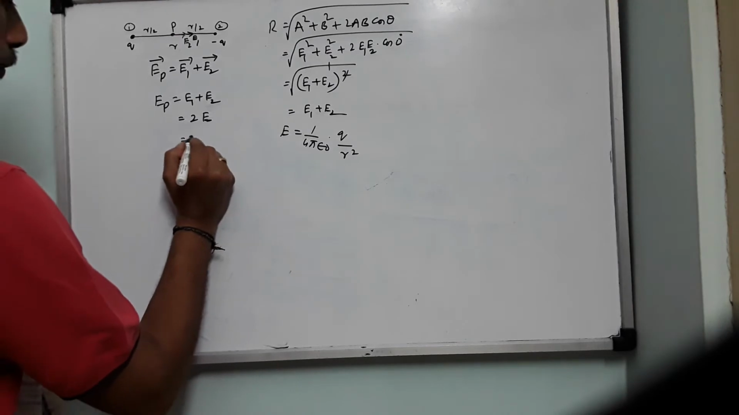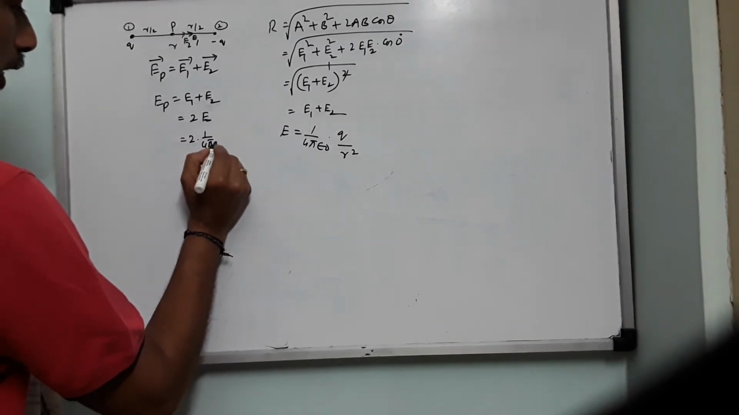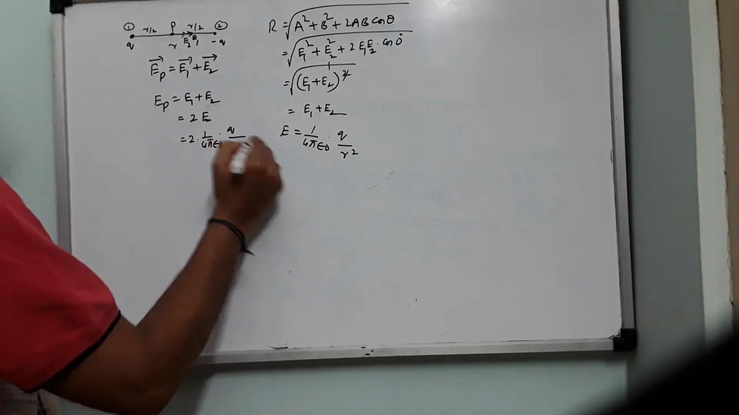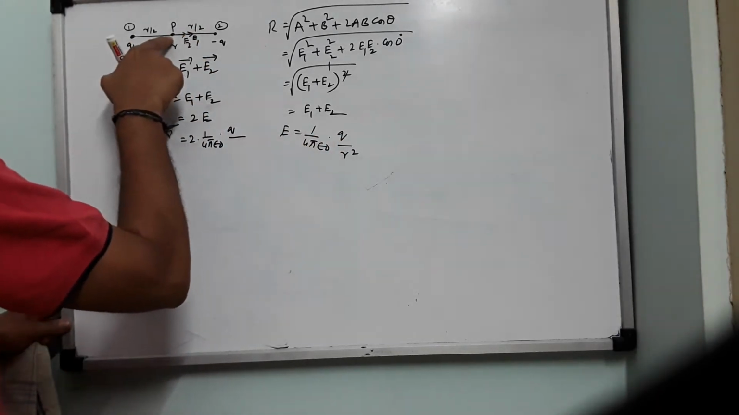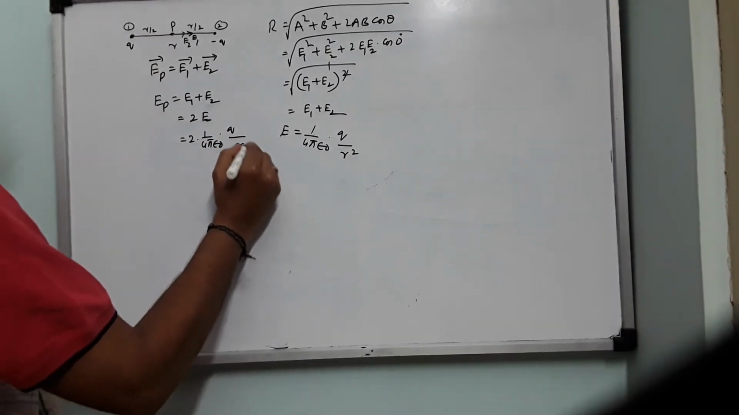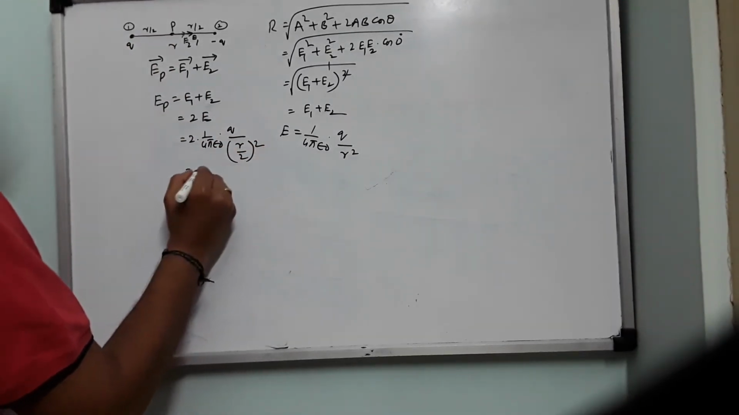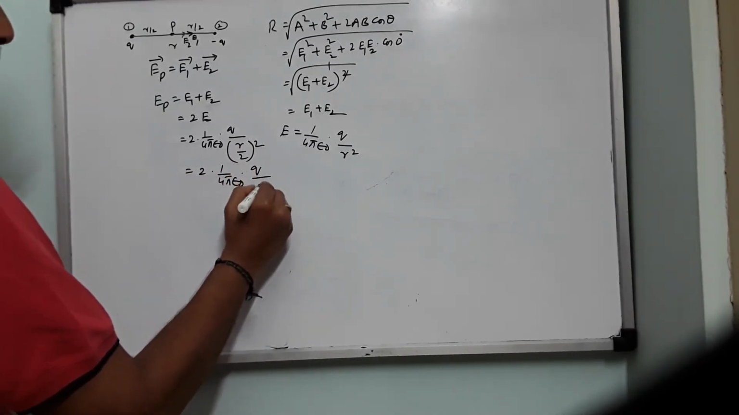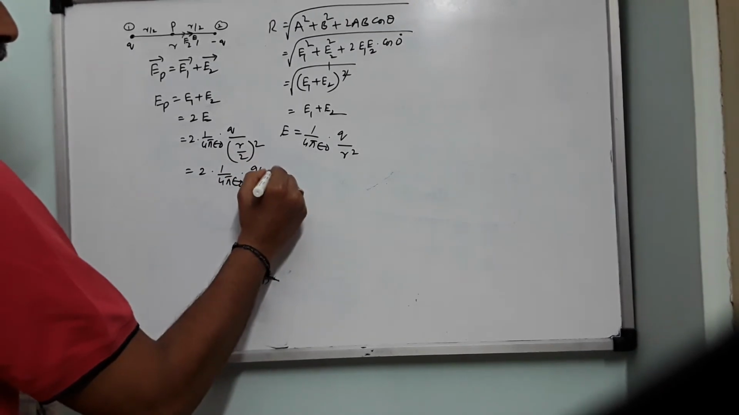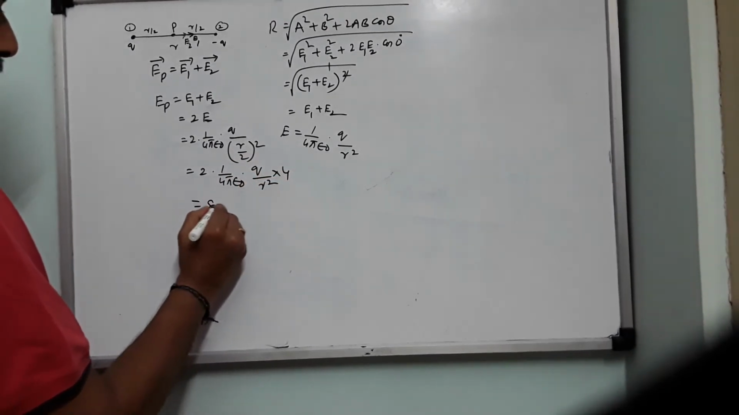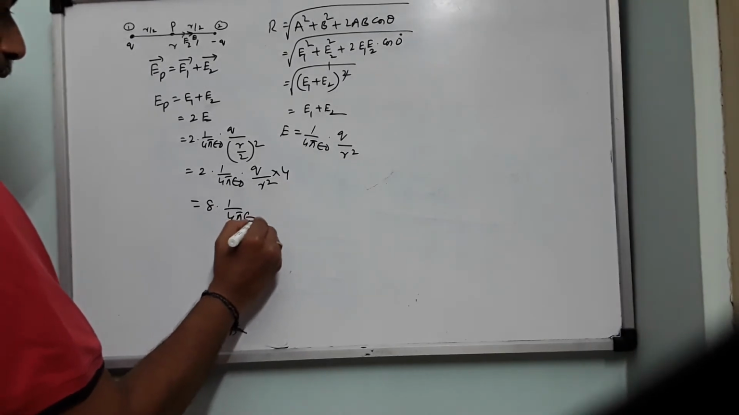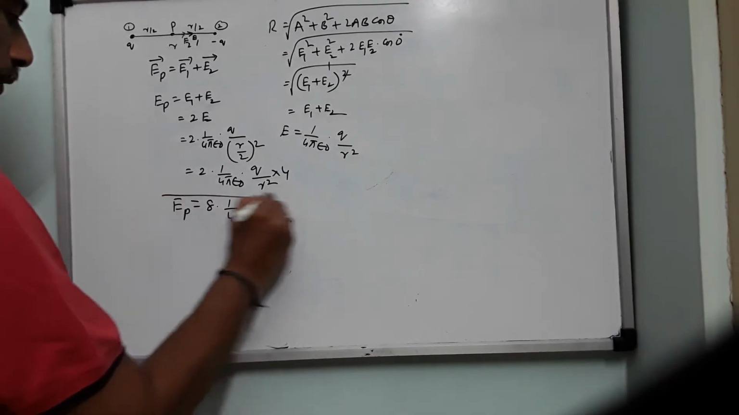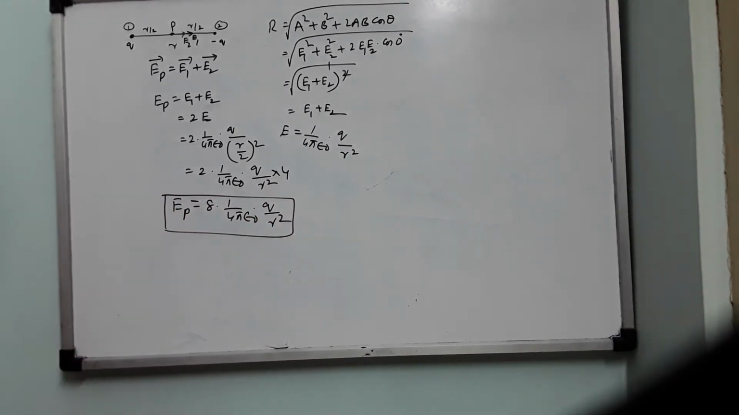So this will be 2 into 1 by 4 pi epsilon 0 into q, any one charge, q divided by the square of the distance of point P from any one charge, r by 2 whole square. So this will be 2 into 1 by 4 pi epsilon 0 into q by r square, and this 4 will go to the numerator. So you will get 8 into 1 by 4 pi epsilon 0 into q by r square, which is the net electric field at point P. This is the magnitude of the net electric field.